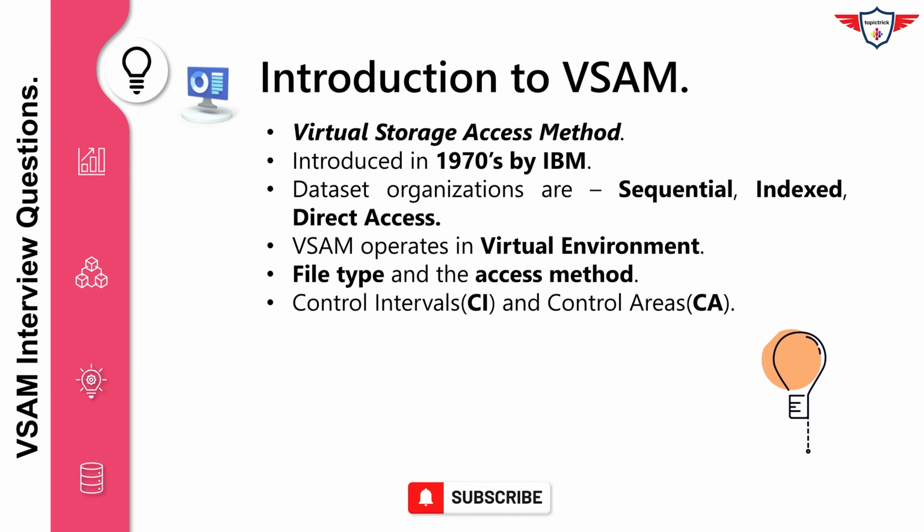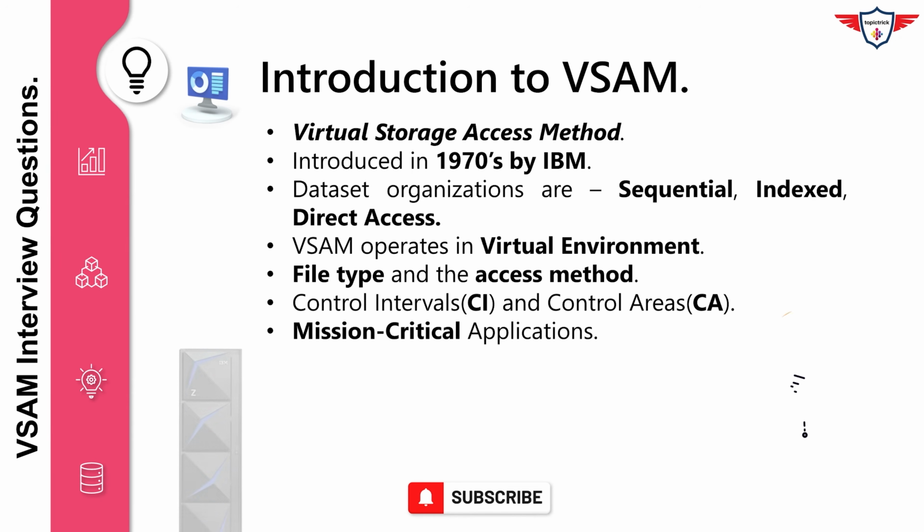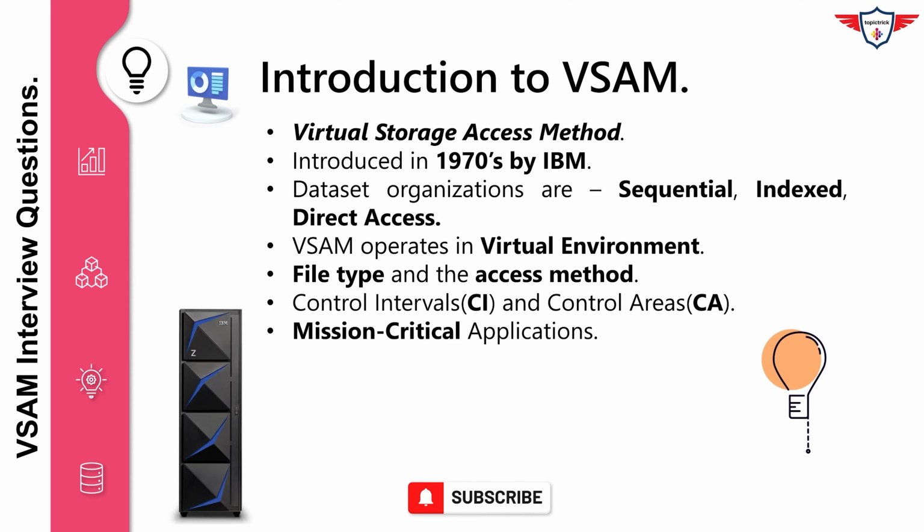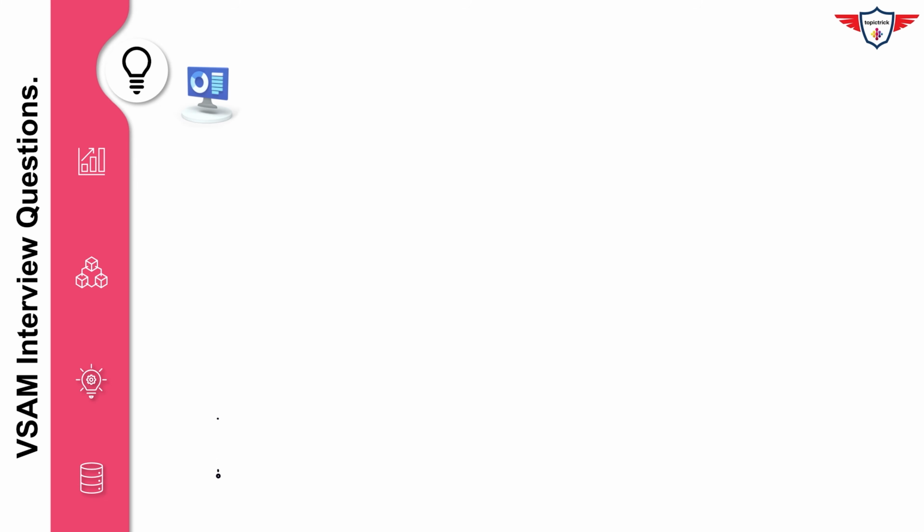VSAM data sets are held in control intervals, CI, and control areas, CA. The size of the CI and CA is normally determined by the access method, and the way in which they are used is not visible to the user. Virtual Storage Access Method can be found on almost every mainframe out there, and yet in some cases it is hardly used. But in other cases, there are full-featured mission-critical applications based on VSAM. Now, let's get started with Top 20 VSAM interview questions.